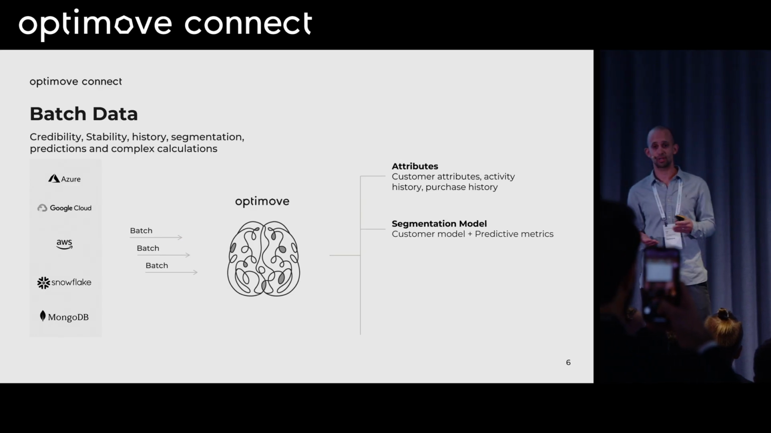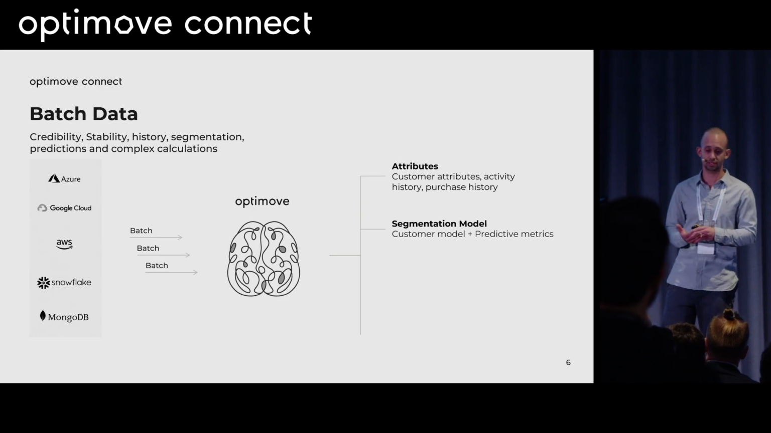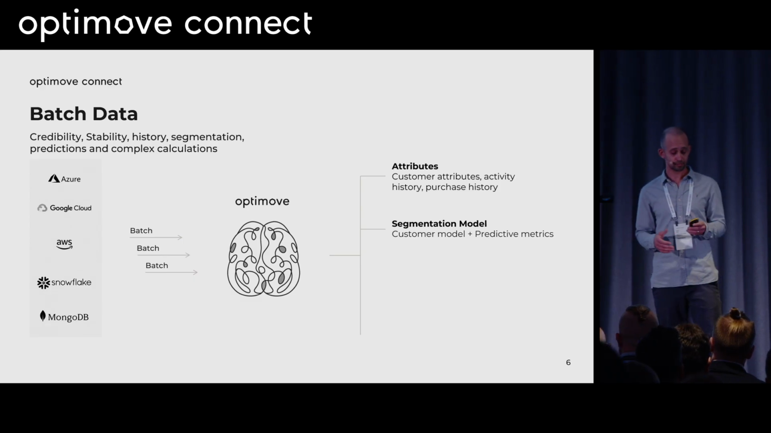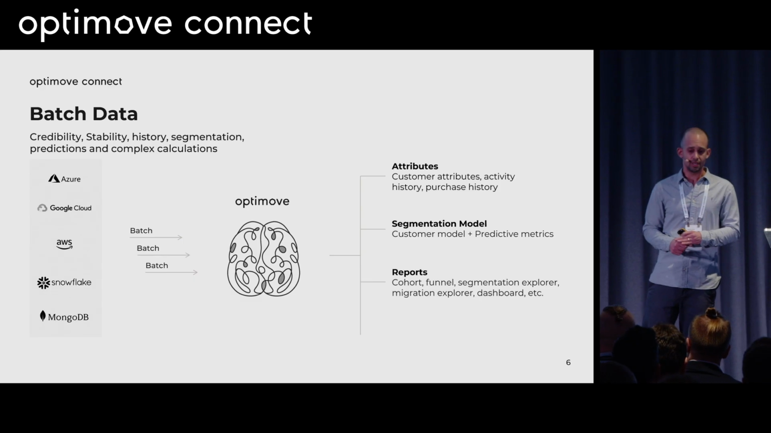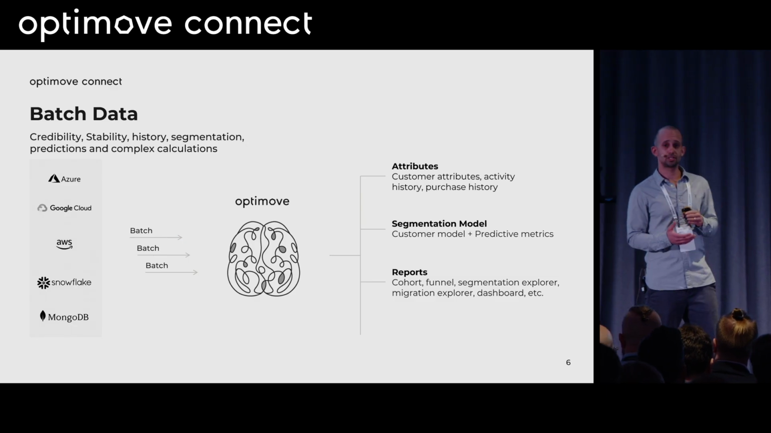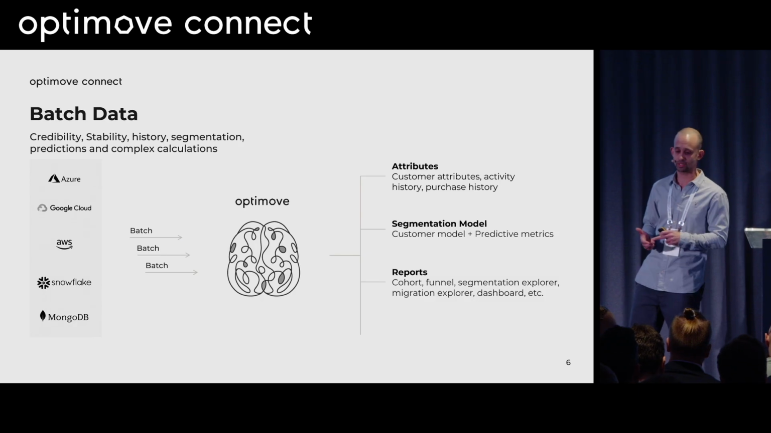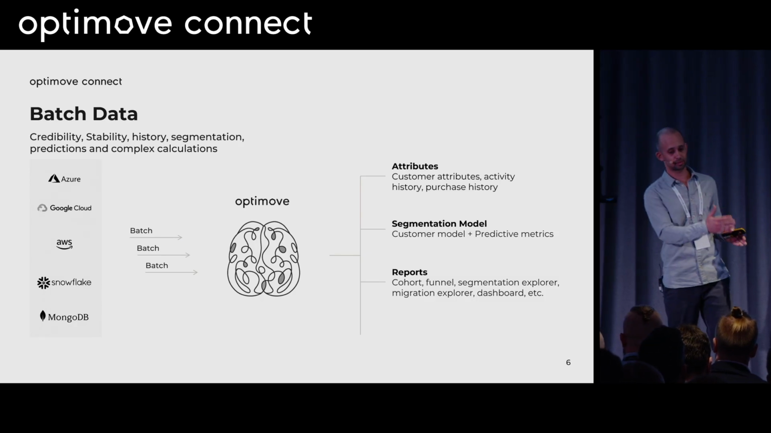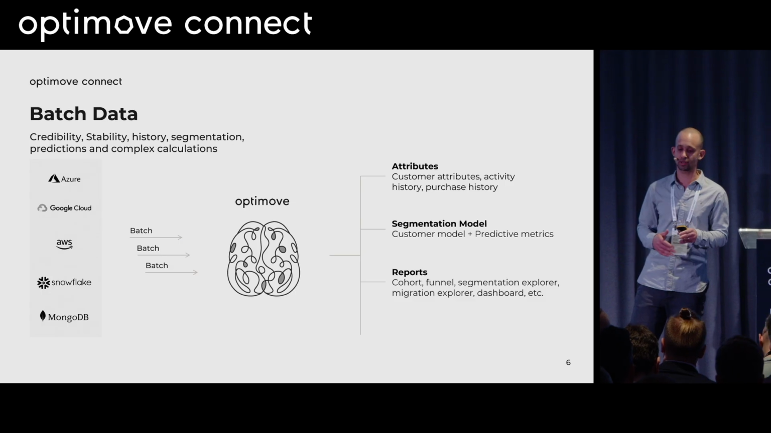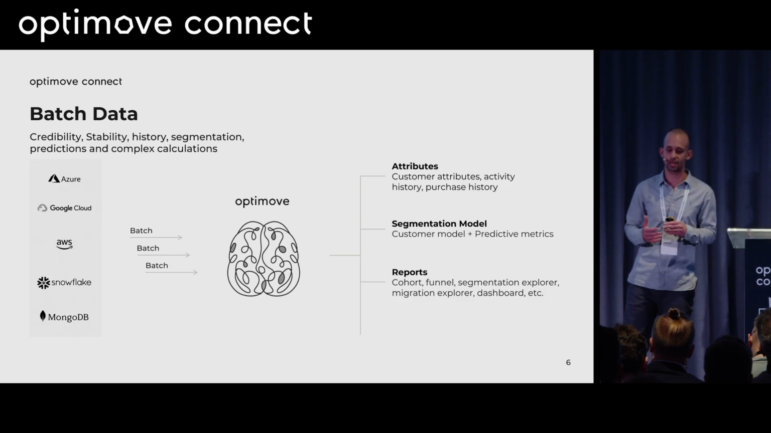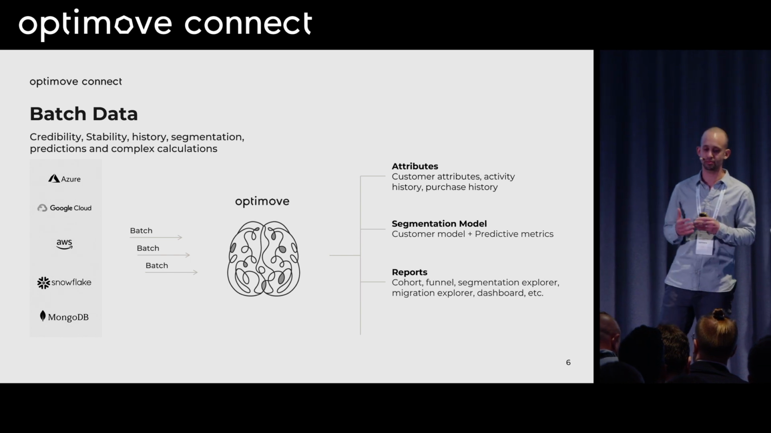And obviously, we also have our future value calculation, which is the main predictive value that we calculate based on batch data. In addition, batch data forms the different reports we have in the instance. So we have reports and dashboards, for example, Funnel Explorer, Segmentation Explorer, Migration Explorer, and many other reports. All of this relies on batch data that provides insights into customers' trends and behavior over time.